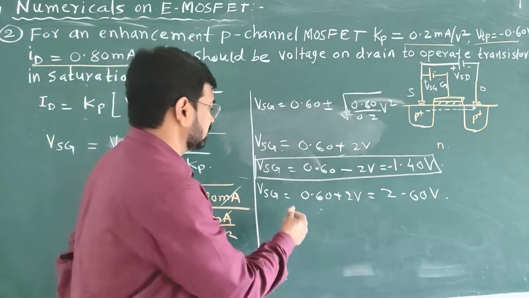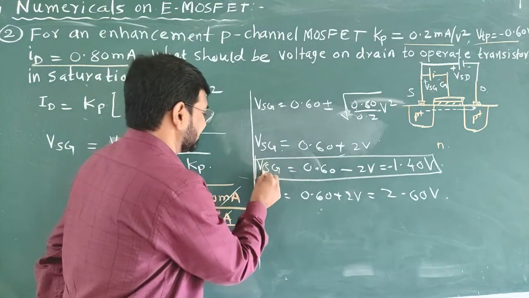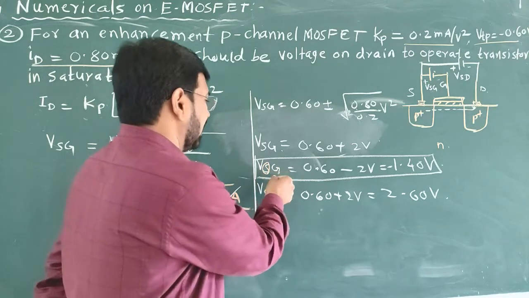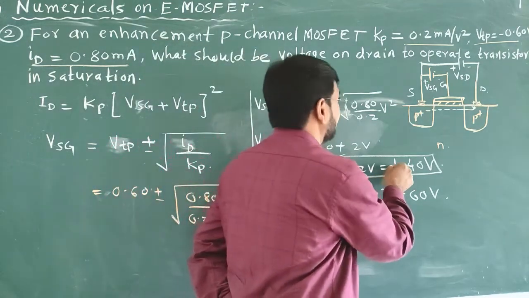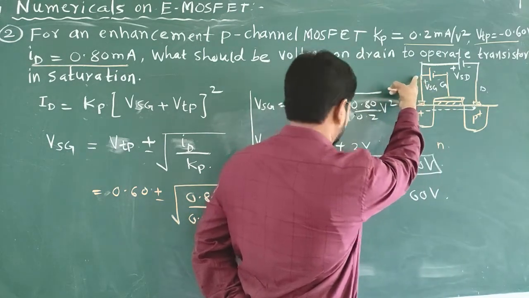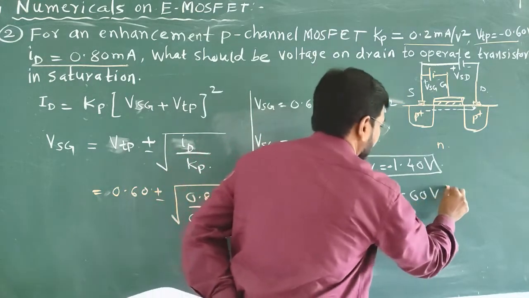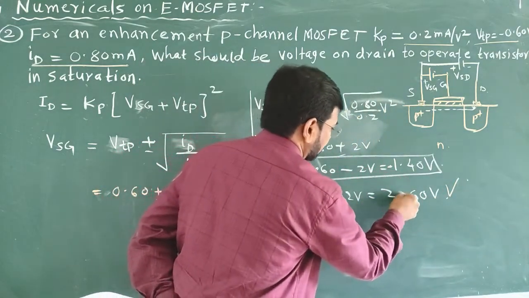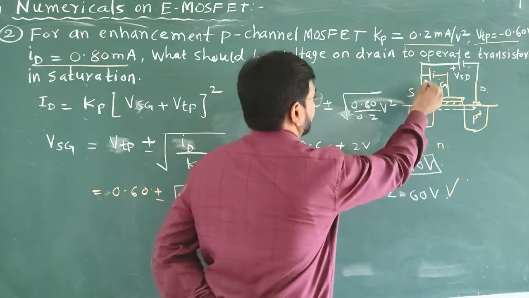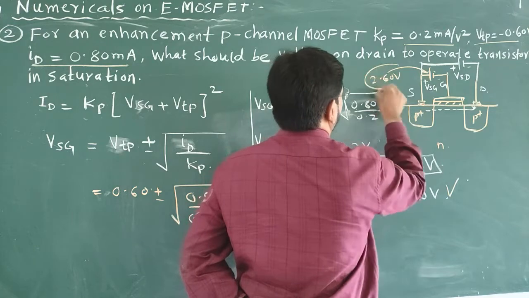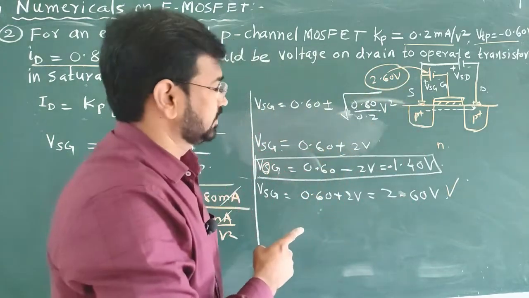One point worth remembering: this is the source voltage with respect to gate voltage, and this voltage can't be negative. See here, it is not negative, it is positive. So, this is our expected figure. This voltage is 2.60 volt and it is positive voltage.